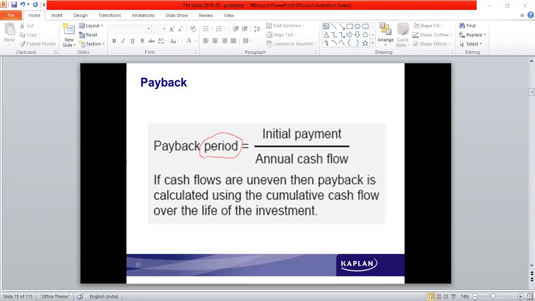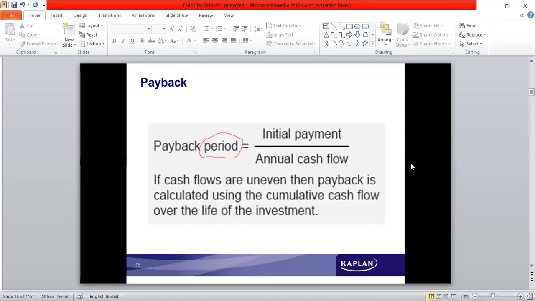So if the cash flows are even throughout the period, the same amount of cash flow, let's say that the cash flows earned are 10,000 each period or 5,000 each period. So the cash flows are even in nature. In that case, it is simple. In one step, we can finish the calculation. The formula is initial payment divided by annual cash flow.